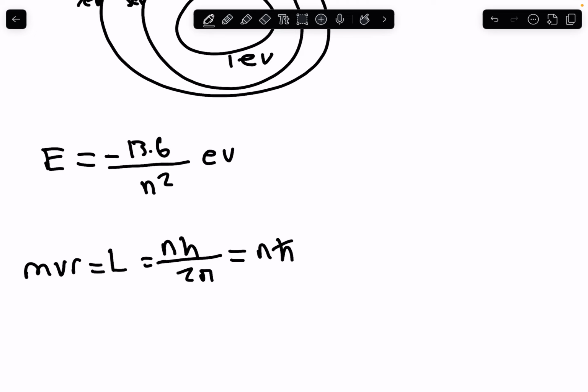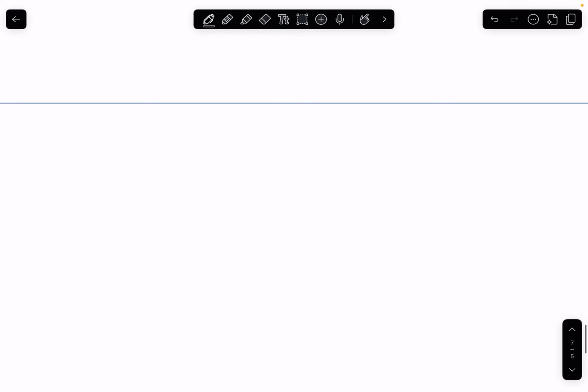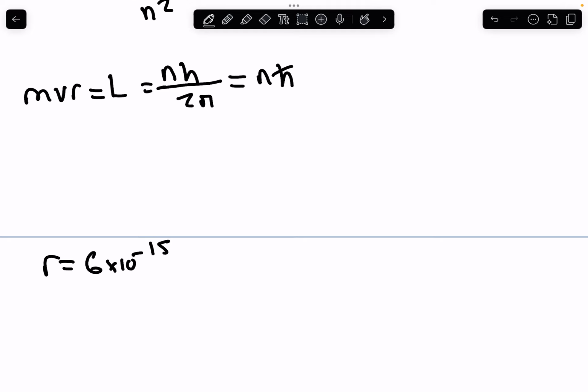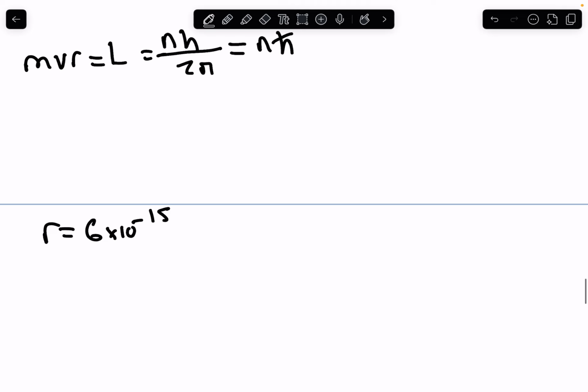So let's solve some questions here. Okay, the diameter of a nucleus of a particular nuclide is 12 femtometers, so its radius is basically 6 times 10 to the negative 15. What is the nucleon number? The nucleon number is A.